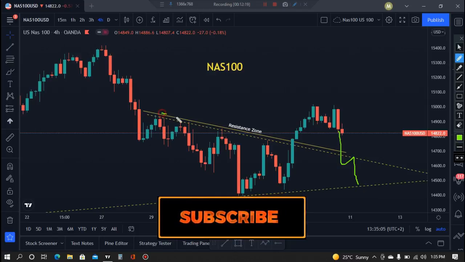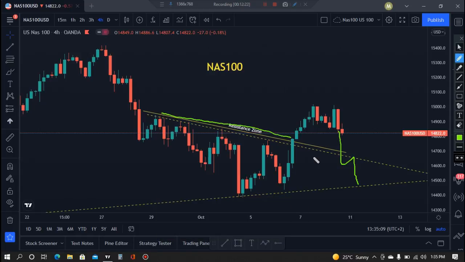Maybe the market is going to come back, try to respect our resistance. But I don't see that happening. But we will see what will happen tomorrow, Monday, Tuesday. I think the market is going to recover around this area. Early in the morning, the market might have a small rejection before pushing up again. I hope you understand that.